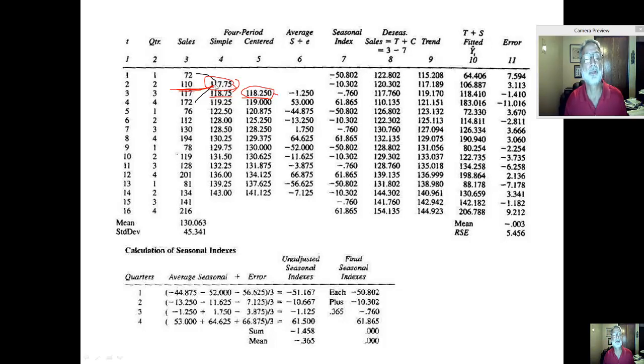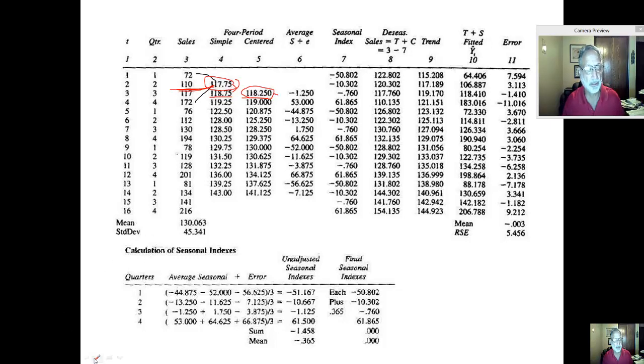But if I take the 117.75 and then add that to the 110, 117, 172, and 76 divided by 4, which is 118.25. Add those two together, that gives me 118.75. If I divide that by 2, I get 118.25. Then it is exactly at the third quarter. So that's the issue there.